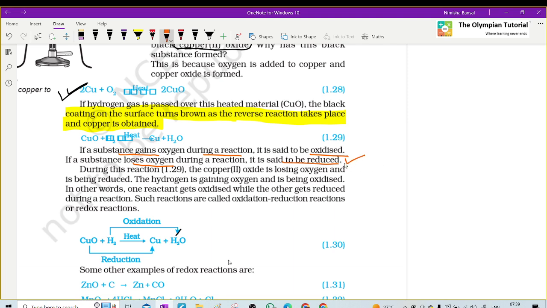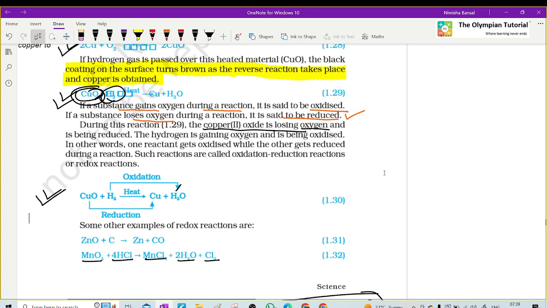In this reaction, what is happening? Copper(II) oxide is losing oxygen, so it is being reduced, and hydrogen is gaining oxygen, so it is being oxidized. Firstly, write down this reaction, and after that, I will let you know how we will write.